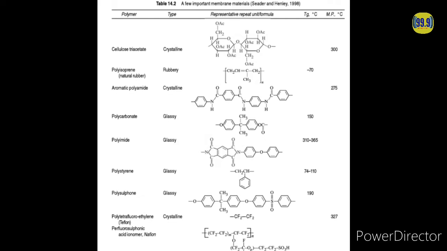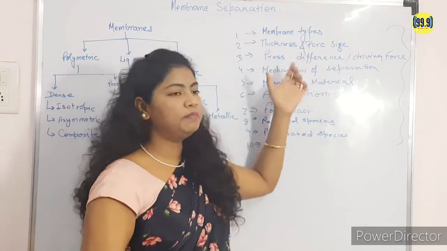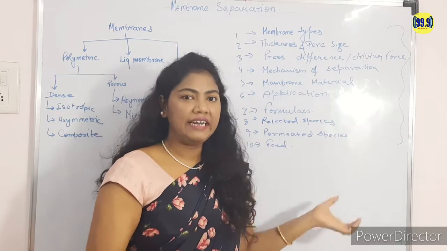Okay, now we discuss some of the materials used for manufacturing of the membrane, that are the polymers, and their type. Cellulose triacetate, its type is crystalline. Polyisoprene, its type is rubbery. Aromatic polyamide, its type is crystalline. Polyamide, its type is glassy. Polystyrene, its type is glassy, and polysulfone, its type is glassy. So these are the materials and types used for membrane manufacturing. Now from the table you know everything about the membrane: membrane type, thickness, pore size, permeate species, retained species, everything.